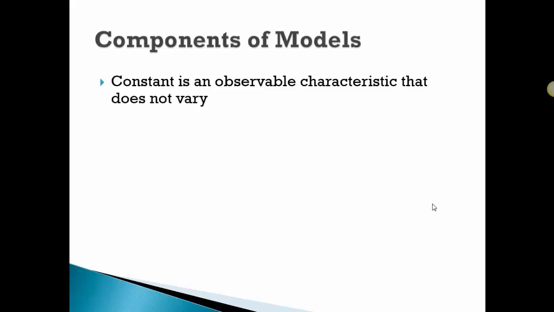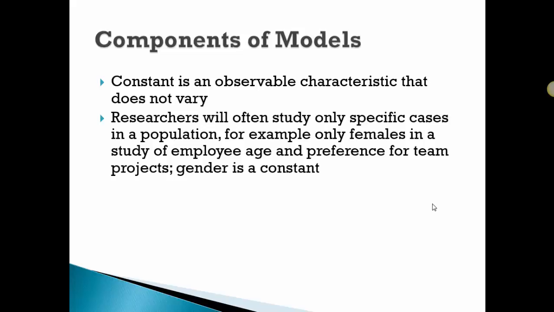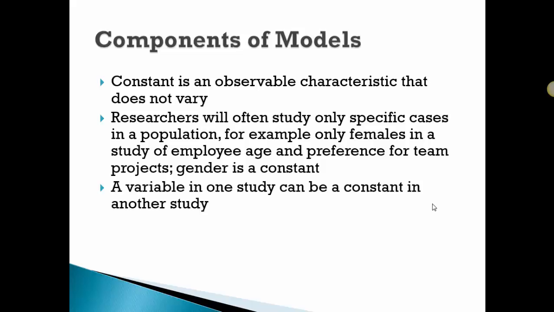Talking about the components of a model again, a constant is an observable characteristic that doesn't vary, so it's different from a variable. So for instance, researchers will often study only specific cases in a population. For example, females in a study of employee age and preference for team genders, and in this case gender is a constant because we only selected females. A variable in one study can be a constant in another study.